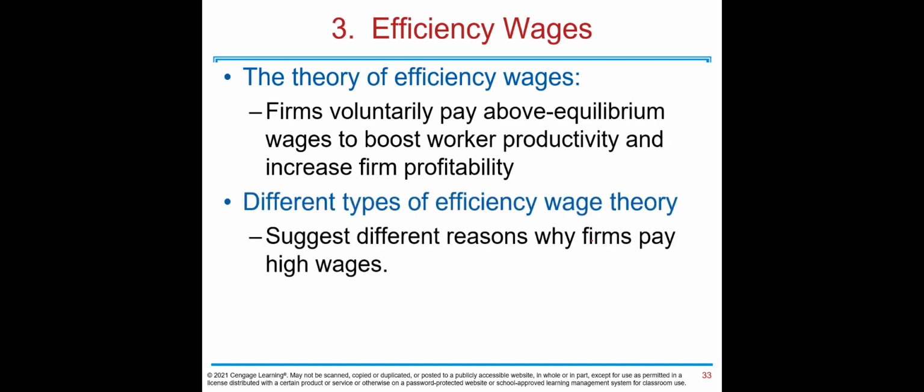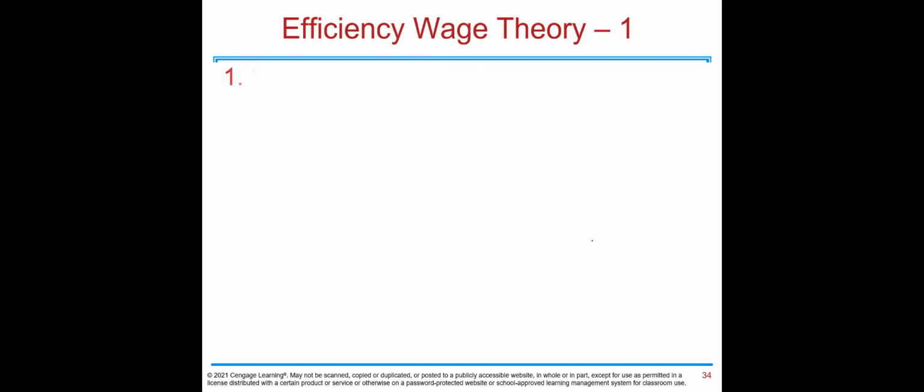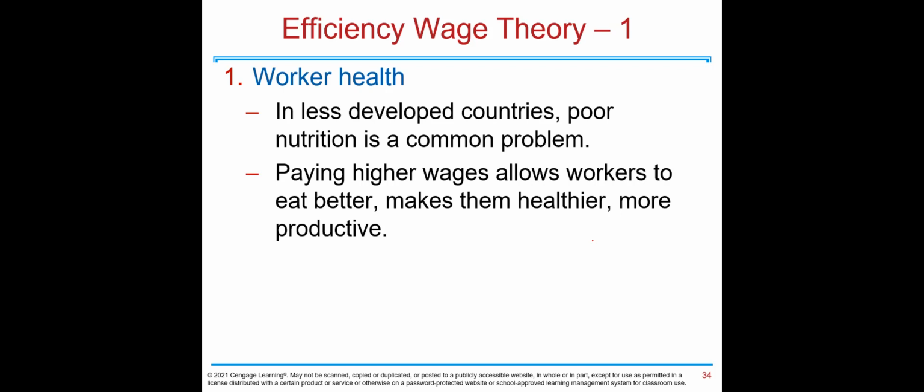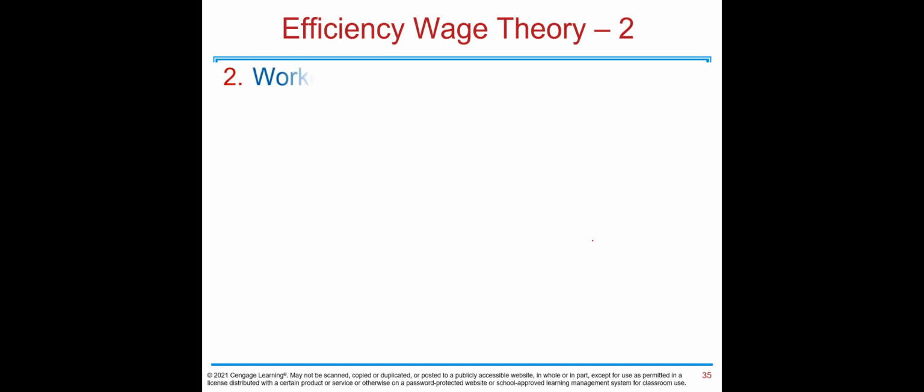The third reason why we have wages above the equilibrium wage is the efficiency wage theory. This theory refers to the situation where firms voluntarily pay above equilibrium wages to boost worker productivity and increase firm profitability. There are different types of efficiency wage theories, and these different theories suggest different reasons why firms pay high wages. The first one is worker health. In less developed countries, poor nutrition is a common problem. Paying higher wages allows workers to eat better, makes them healthier and more productive.